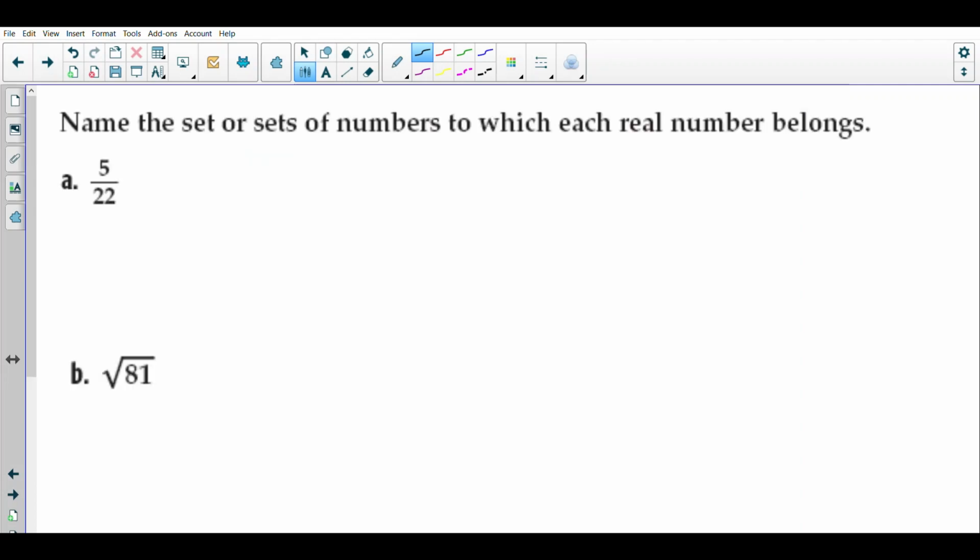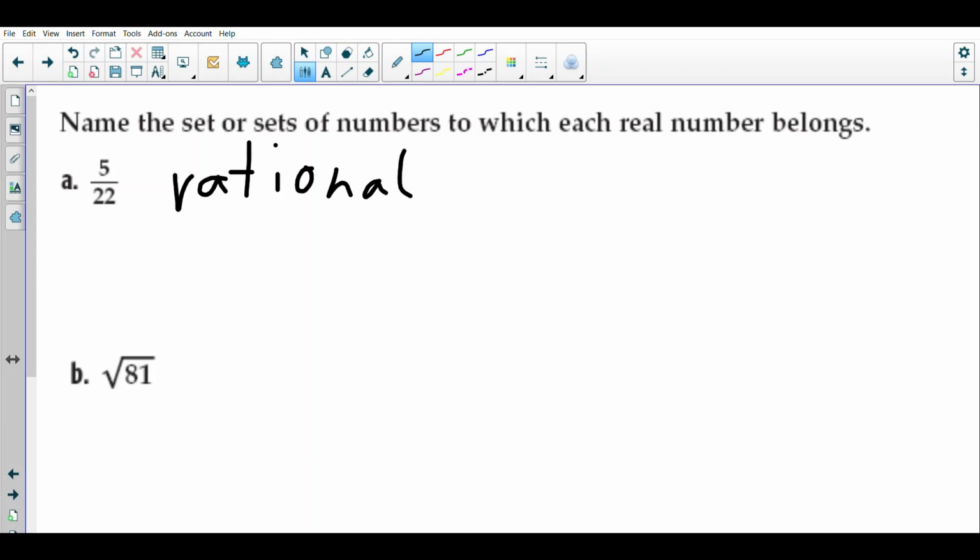So name the set or sets of numbers to which each real number belongs. So obviously it's a real number. So 5 over 22, that is a fraction. So is it rational or is it irrational? It is rational. So that's where we always start. You always start with the rational or irrational, and then you move on.